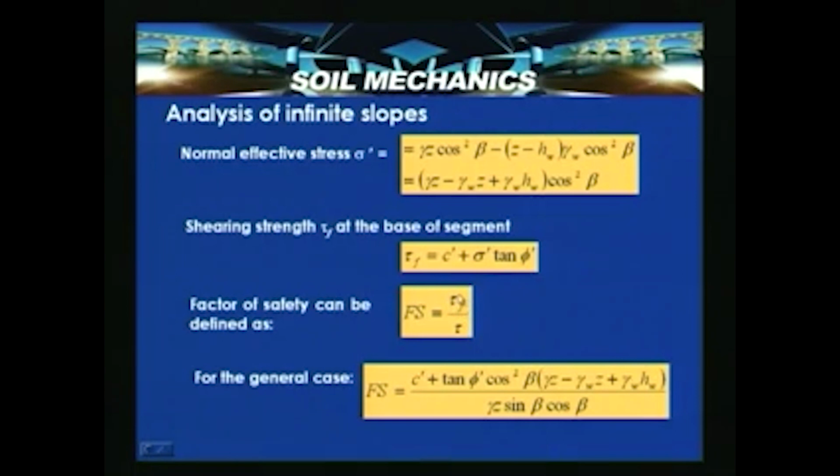This tau f is the shear strength available, and tau is the shear stress caused by the disturbing forces. So, for the general case, substituting sigma dash in tau f, we get the factor of safety equal to C dash plus tan phi dash into cos square beta into gamma z minus gamma W z plus gamma W HW, divided by gamma z sin beta cos beta. So, this is a general expression for infinite slope stability analysis. Let us look into different cases and see how the factor of safety varies.